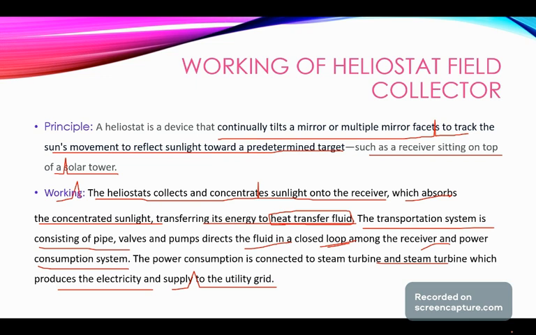In working, the heliostat collects and concentrates the sunlight onto the receiver, which absorbs the concentrated sunlight, as I discussed just now, transferring its energy to a heat fluid. The transportation system, consisting of pipes, valves, and pumps, directs the fluid in a closed loop between the receiver and the power consumption system. The power system is connected to a steam turbine, which produces electricity and supplies it to the utility grid.